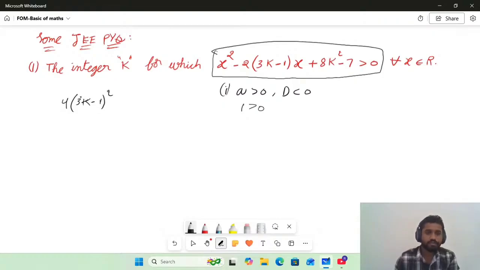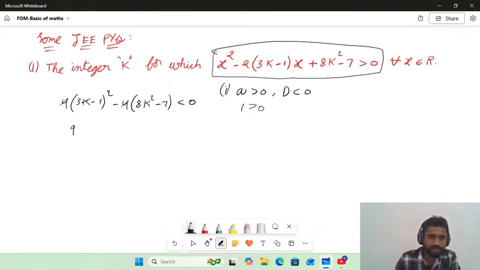So 4 times 3k minus 1 whole square, this is b square minus 4ac. A value is 1, c value is 8k square minus 7. So d is less than 0. This is b square minus 4ac, and it is less than 0. So 4 we can move to the right side of the inequality.